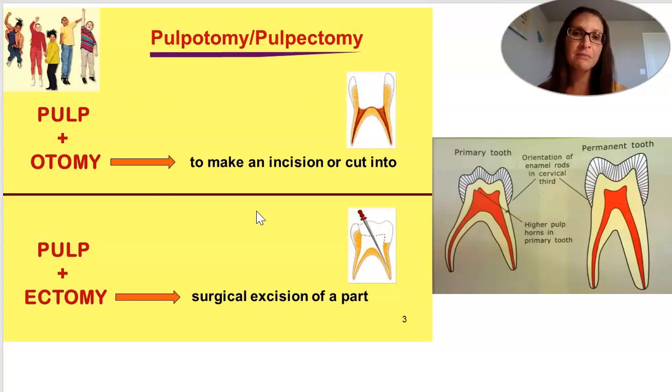So we know that with ectomy, something is going to be removed. With otomy, something is just going to be cut out. So it's not going to be completely removed, but a portion of it is going to be cut out. So pulpotomy, pulpectomy, what's always been helpful for me is to think of P and primary. We often utilize these terms, pulpotomy, pulpectomy, when we're dealing with children, and primary teeth or baby teeth.